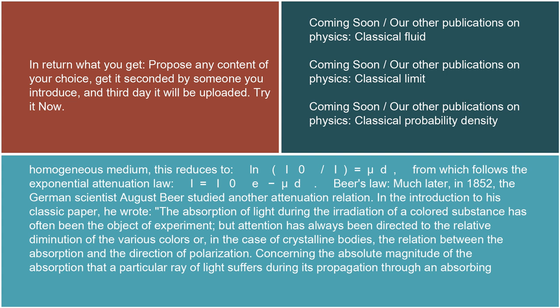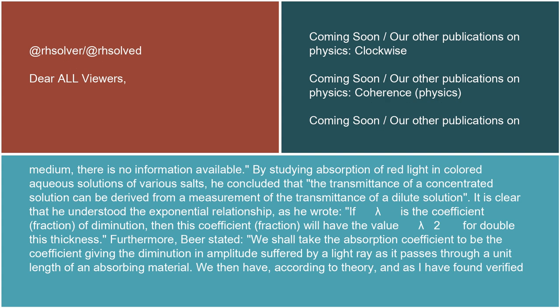Beer's law. Much later, in 1852, the German scientist August Beer studied another attenuation relation. In the introduction to his classic paper, he wrote, "The absorption of light during the irradiation of a colored substance has often been the object of experiment, but attention has always been directed to the relative diminution of the various colors, or, in the case of crystalline bodies, the relation between the absorption and the direction of polarization. Concerning the absolute magnitude of the absorption that a particular ray of light suffers during its propagation through an absorbing medium, there is no information available."